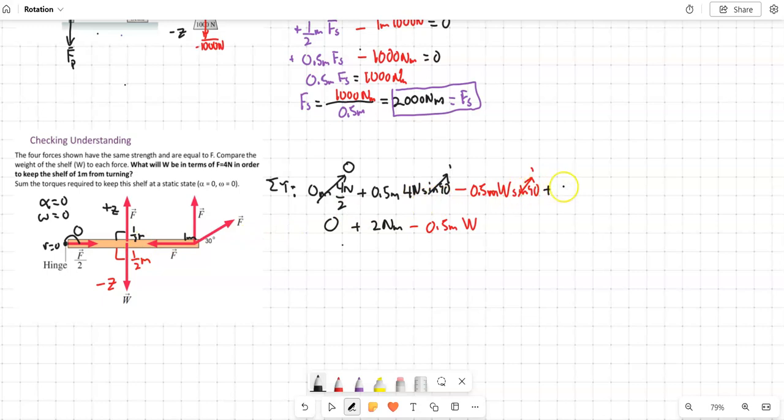It's 1 meter away. And it's the force of 4 newtons, but it's the sine of 180 degrees, which means that is going to be equal to 0. So that is going to be just 0 Newton meters torque. Got to put the units on this guy.